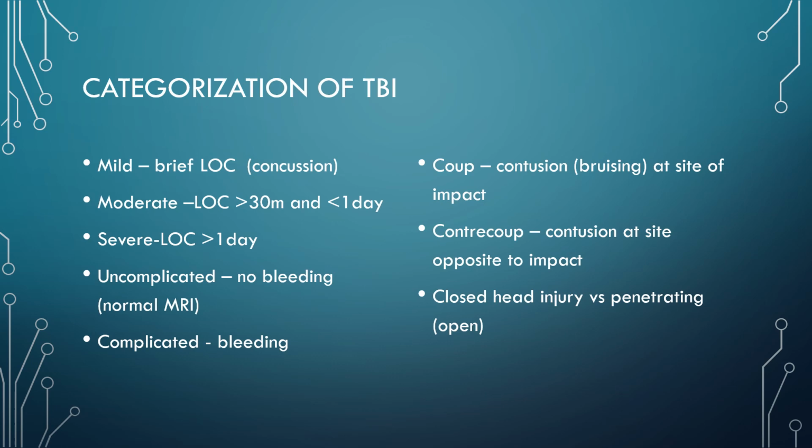Then we have closed head injury versus penetrating or open. A closed head injury means it's all contained within your skull and there's no hole or no opening. A penetrating injury or an open injury would be when the skull is actually, either you have a skull fracture or there's actual penetration through the skull, like in a gunshot wound.